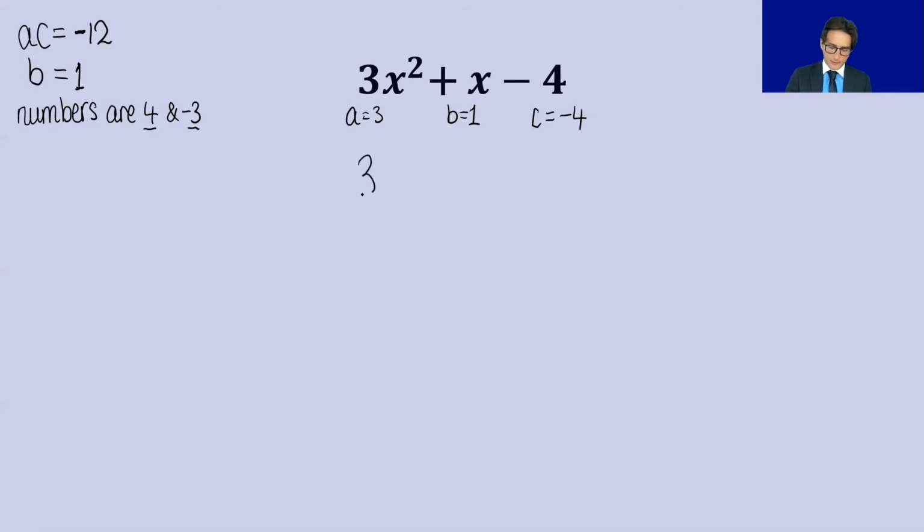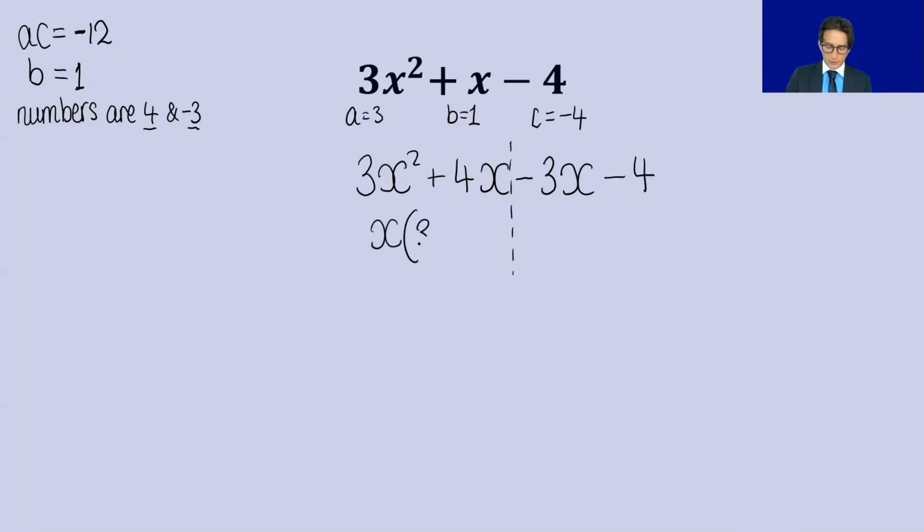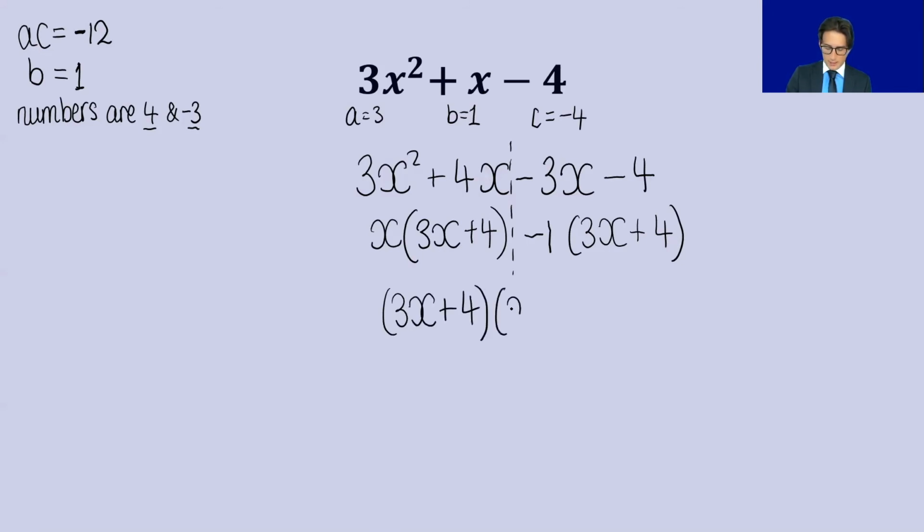So let's rewrite this. 3x squared plus 4x minus 3x minus 4. So I've just written the positive 1x as 4x minus 3x, and then I split the middle, and that minus is attached to the 3, and I factorise both bits. So the highest common factor on this side is x, and I get left with 3x plus 4. I copy that across, 3x plus 4. 3x plus 4 times what is minus 3x minus 4? Times by minus 1. So my factors are 3x plus 4, x minus 1.